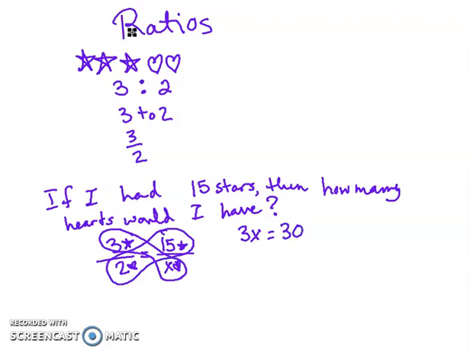Again, I'm going to set those things equal to each other, and it does not actually matter which number is on which side, because it's going to solve the same way. Now, our goal is to get this x here by itself. Since x is being multiplied by 3, we're going to do the inverse of that and divide both sides by 3 to get that x is 10. So meaning, if I were to scale this up, I would get 15 stars would give me 10 hearts.